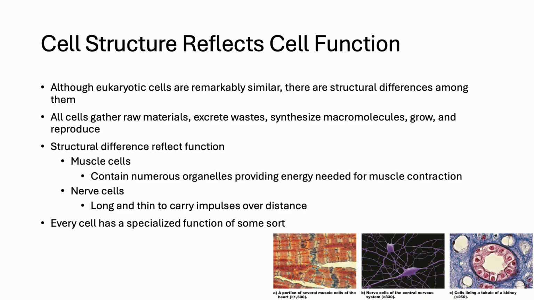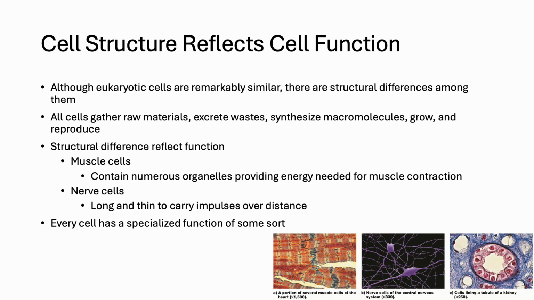Although all eukaryotic cells share basic structures, they are not identical. Each type of cell is specialized to carry out particular roles, and its shape and organelles reflect that specialization. For example, muscle cells are packed with mitochondria because constant energy production is necessary for contraction. Nerve cells, in contrast, are elongated and thin, allowing them to transmit electrical signals over long distances. Red blood cells are small and disc-shaped and maximize surface area for oxygen transport.